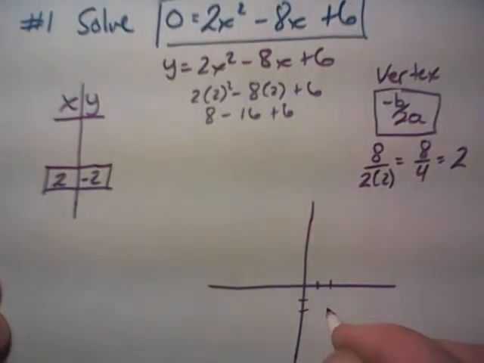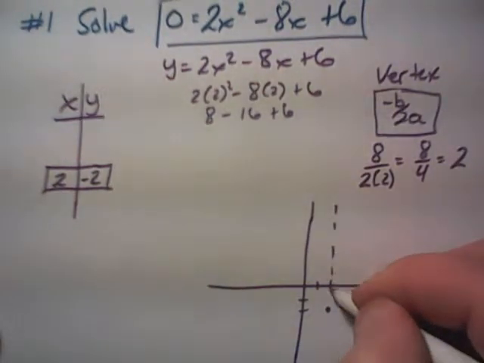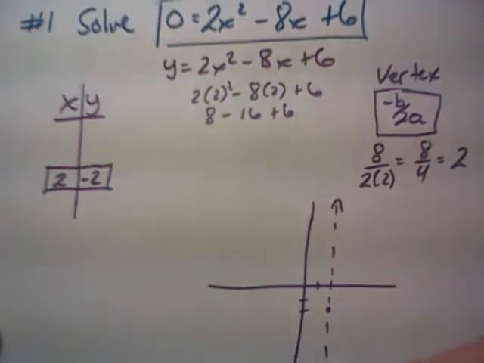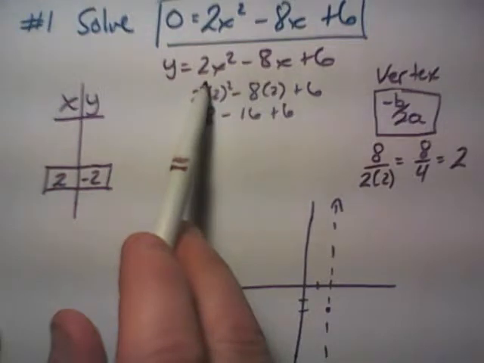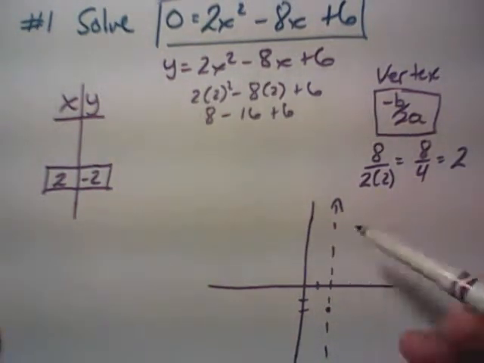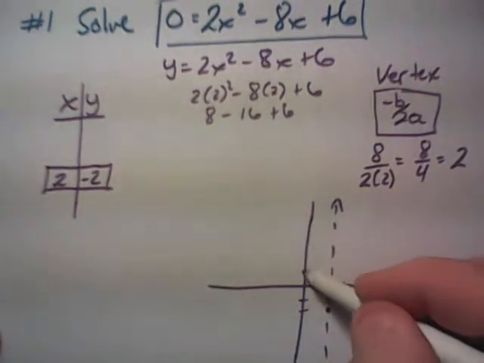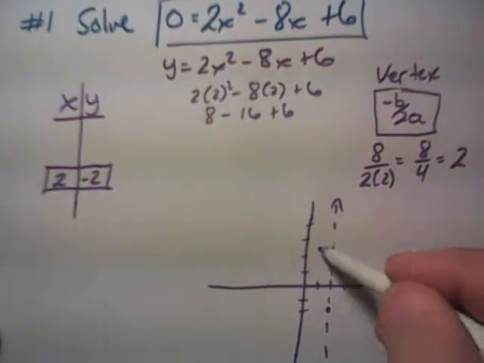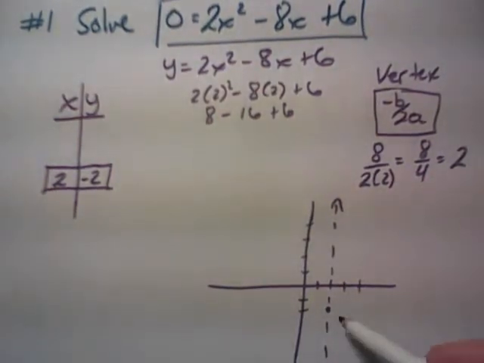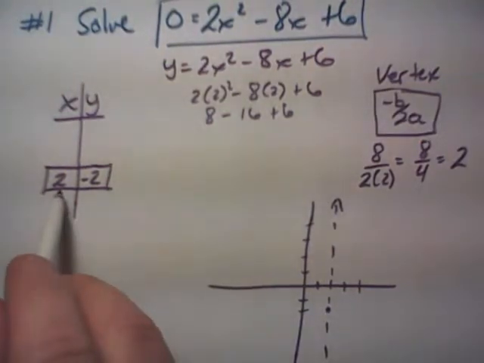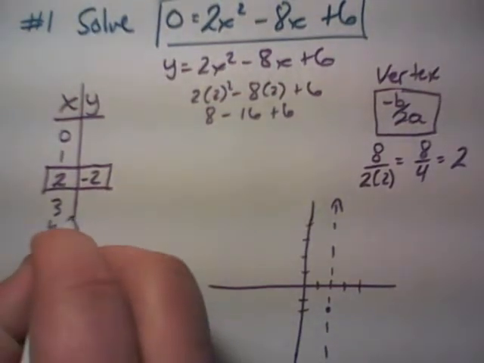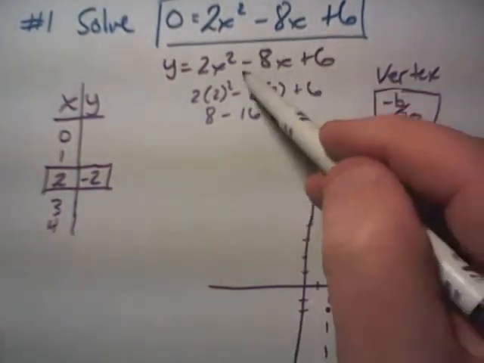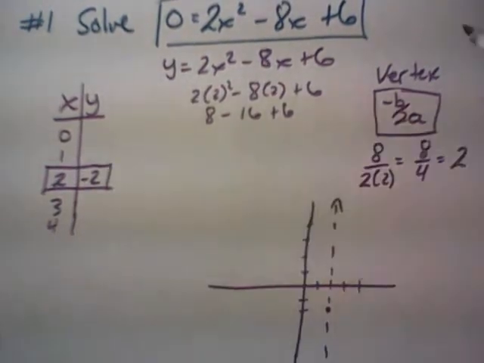For (2, -2), I go 2 to the right and 2 down. This is my vertex. So we also know that the axis of symmetry goes through the vertex. We should also realize by looking at the equation, the a value is positive. That means it's going to open up. So I don't know exactly where it's going to open or how fast it's going to open at this point, but I do know that it's going to open up, and that's my vertex. So I'm going to plug in other numbers around 2, like 1 and 0 and 3 and 4, into my original equation here to figure out what the y values are.